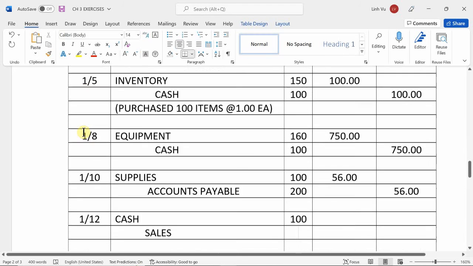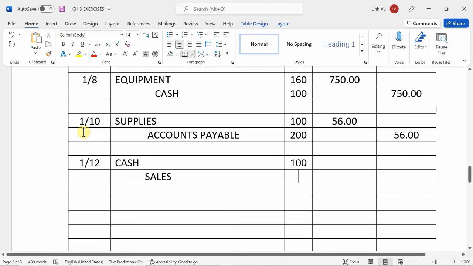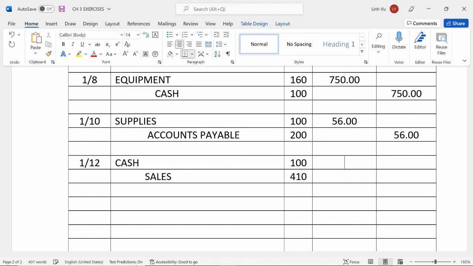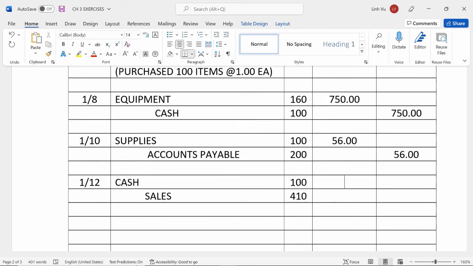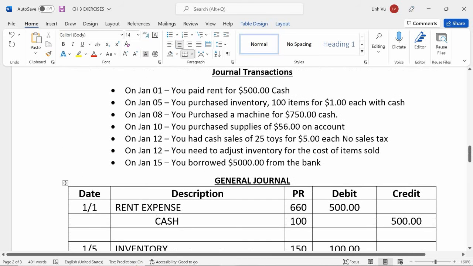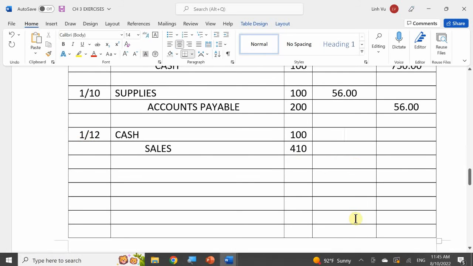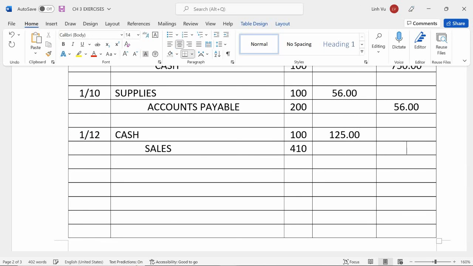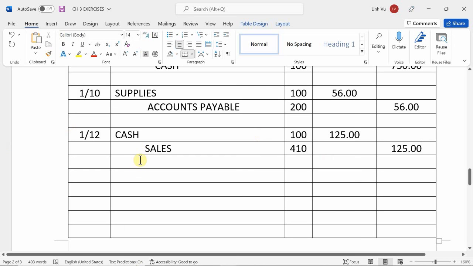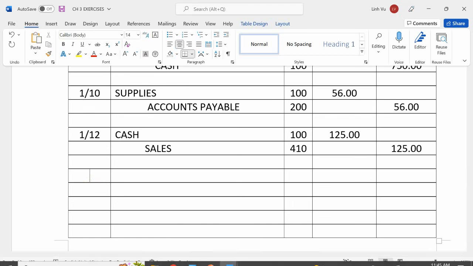Okay? So again, cash is 100 and I believe sales was 410. Okay? Now in this case, how much money did I collect from the sales? If I sold 25 items and they were $5 each, $125 cash is what I earned, and that's how much I sold. Okay? And of course, you can make a note here saying that you sold 25 toys. Right? That could be your description. Okay?